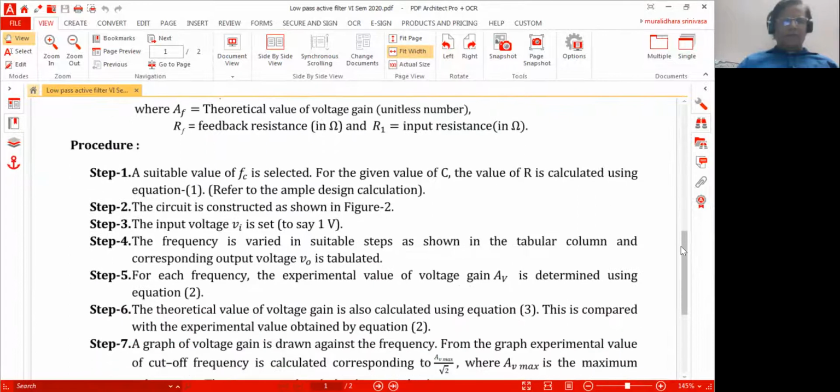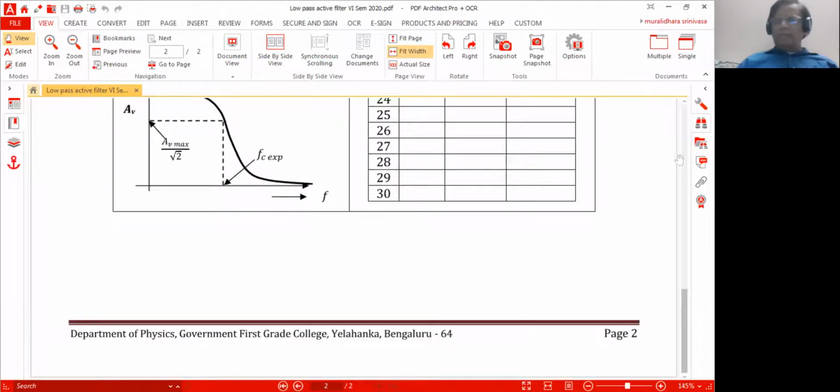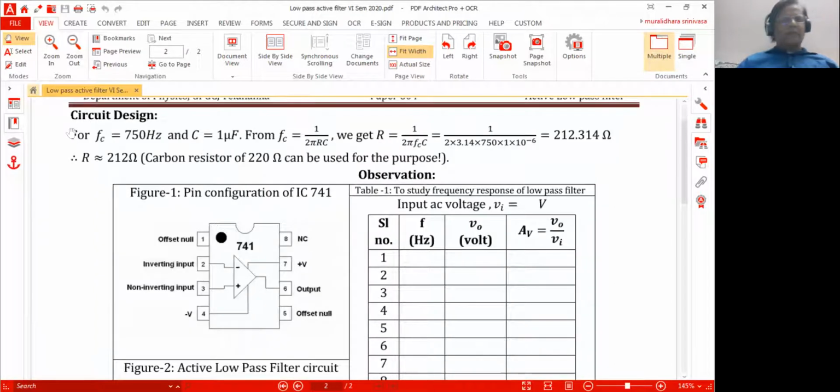Now, what is the procedure? Before I go to procedure, let me show you the circuit diagram. This is your circuit diagram. Some design aspects also I have shown. If you choose a cutoff frequency of 750 Hz and C as 1 MHz, excuse me, it turns out that R is equal to 212 ohms. You can use 220 ohms. There should not be a problem.